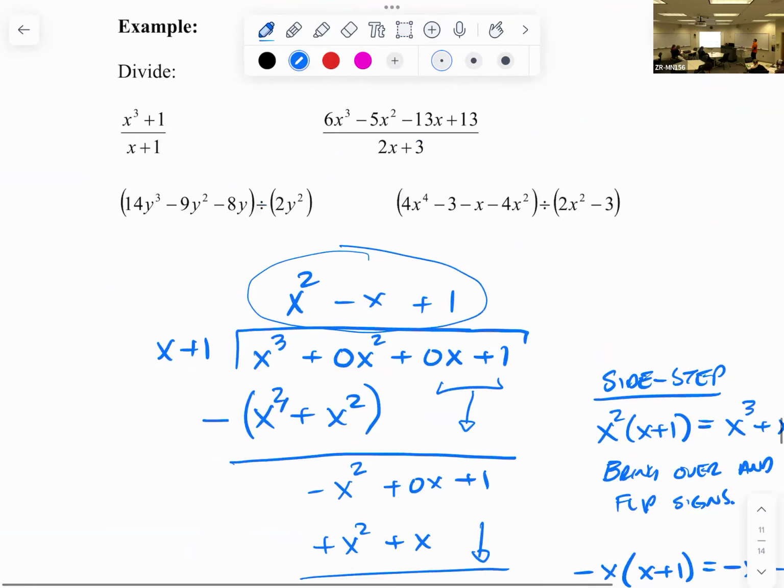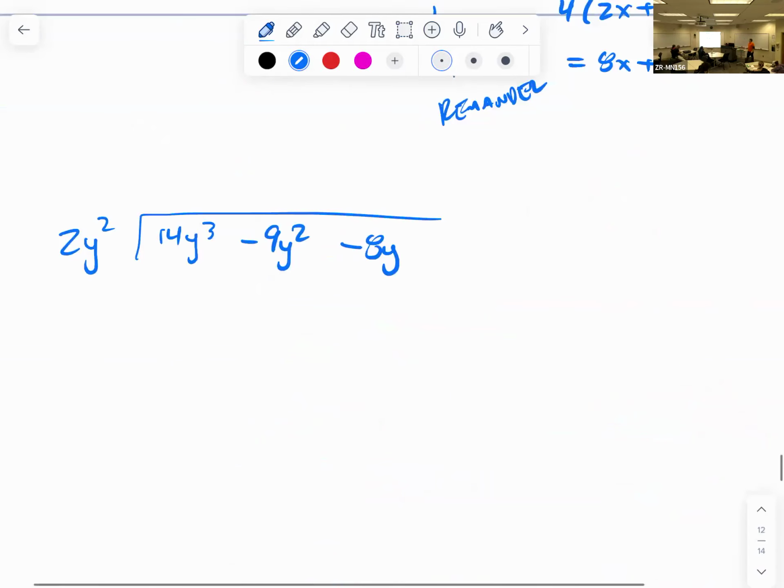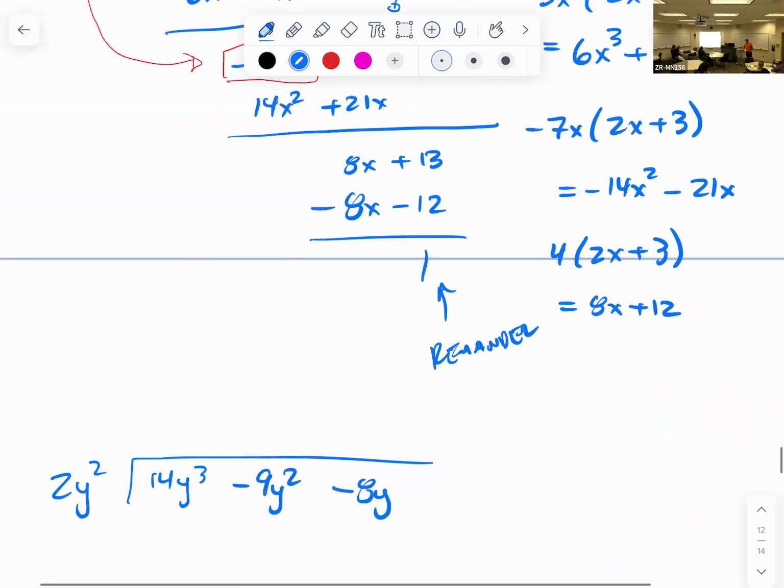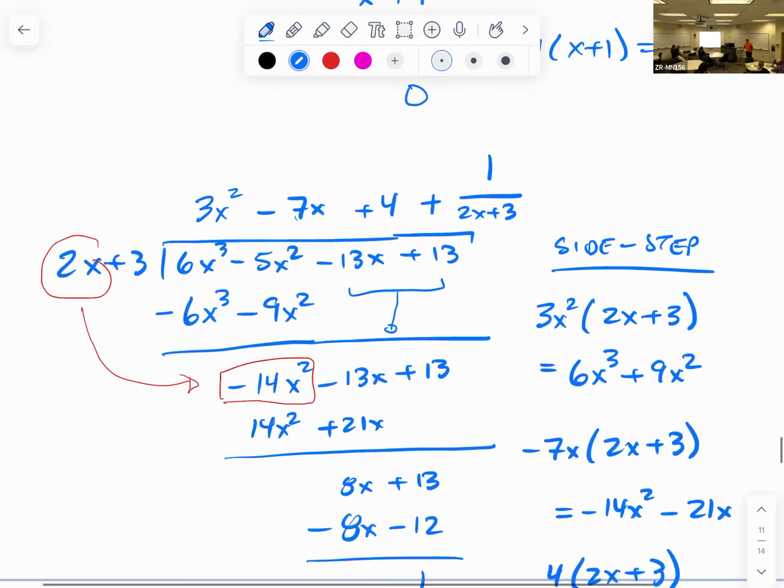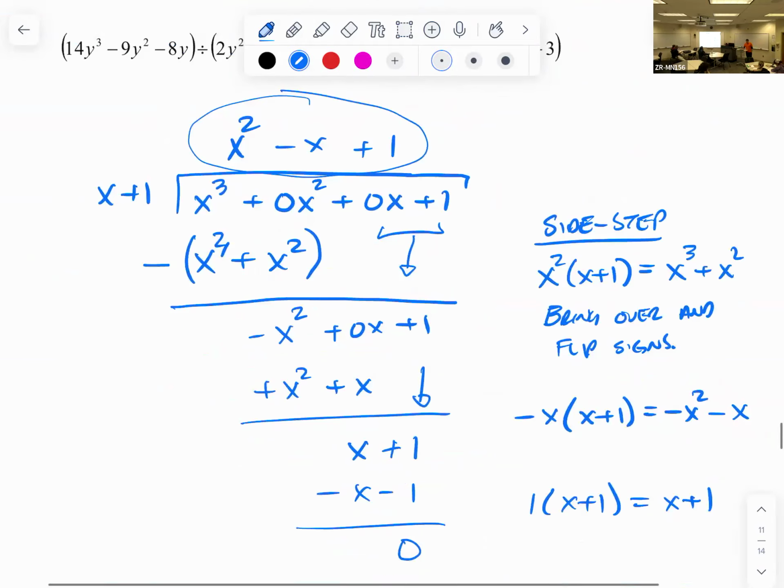Okay, couple of notes about this next one. 14y cubed minus 9y squared minus 8y divided by 2y squared. People see this, it says division, so we immediately run and write it as such. Very common. But notice the problem we just did, and the problem before.